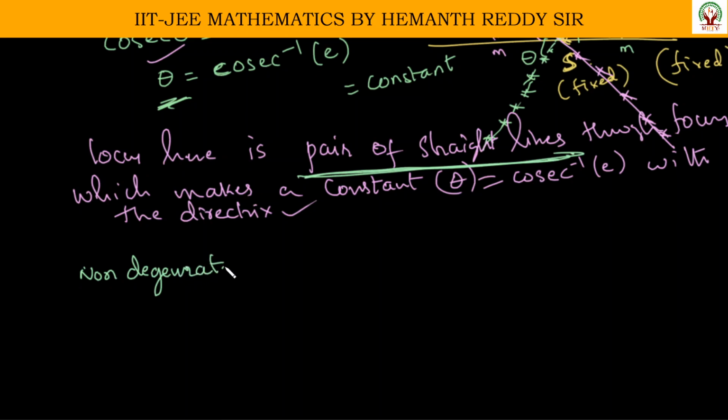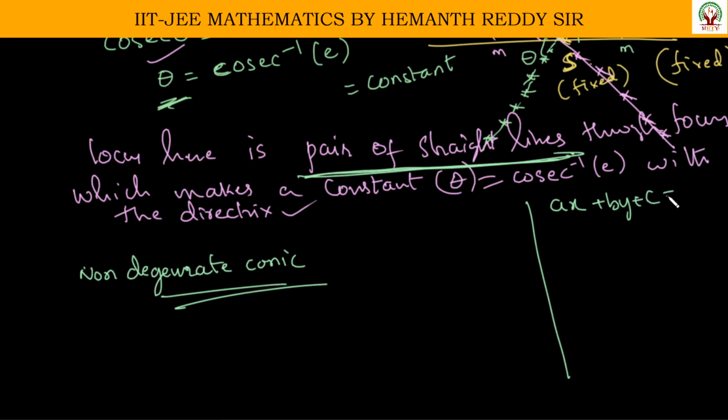In a non-degenerate conic, the focus doesn't lie on the directrix. So the focus is somewhere outside the directrix. Let's say this is the directrix, I'll take it as something like ax plus by plus c equal to 0, which is a fixed line. And there is a fixed point, let's say alpha comma beta. Let's say this is the focus.